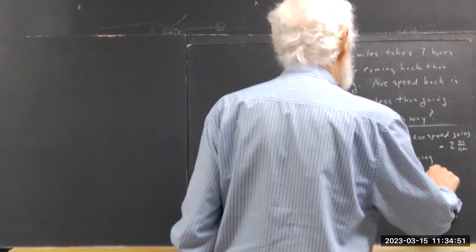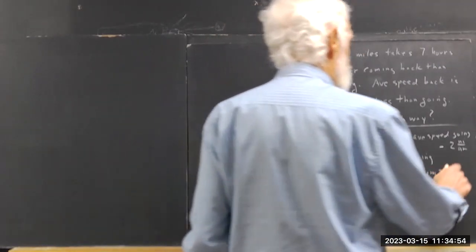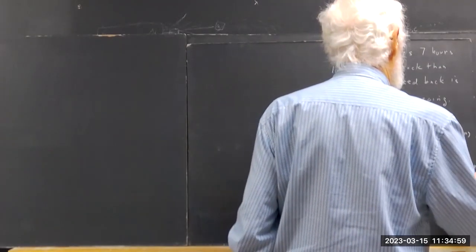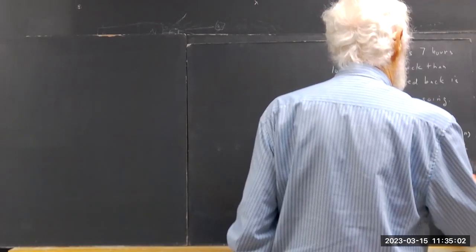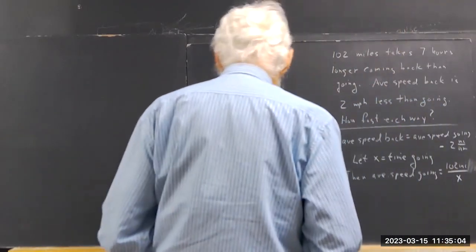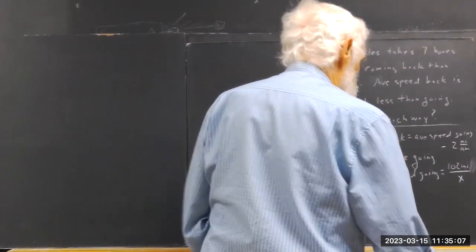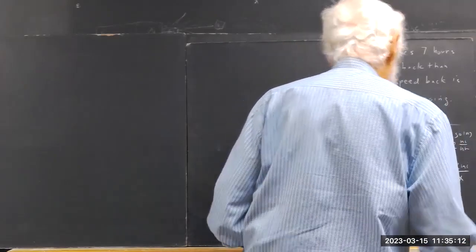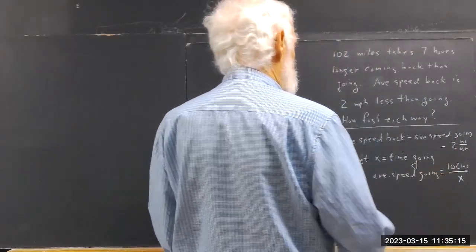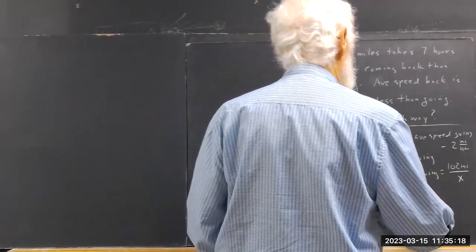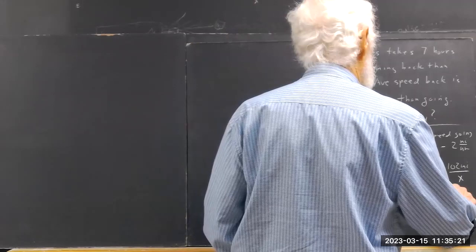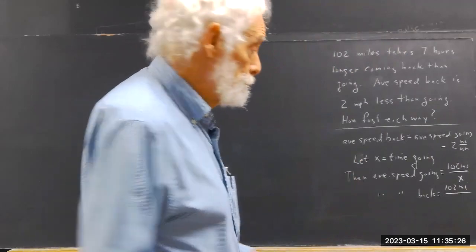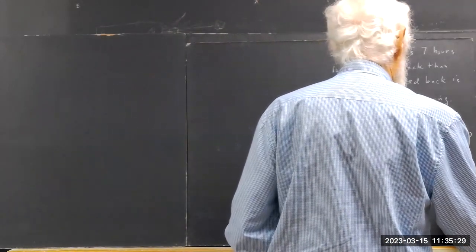So let X equal the time going. Then the average speed going is 102 miles over X. And the average speed back is the distance divided by the time back. So that's 102 miles over the time it takes to get back, which is X plus 7.